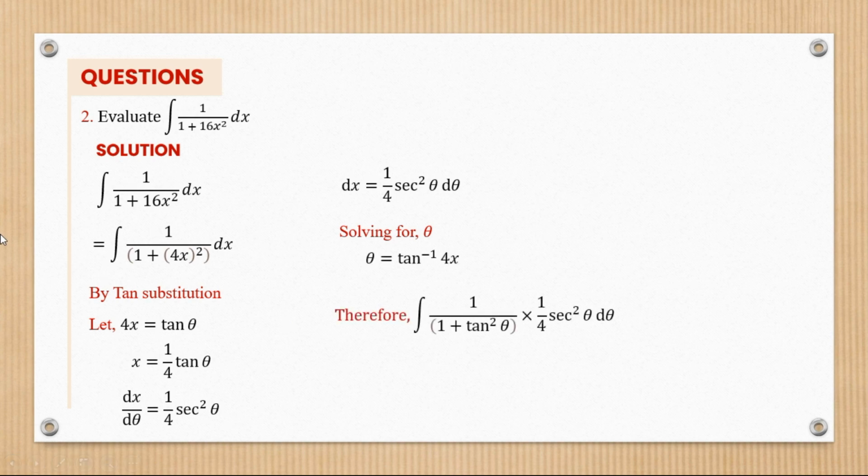Then substitute everything back into this integral right here, and we'll have 1 over 1 plus tan squared theta times a quarter sec squared theta d theta. Now you can already see that we can pull out the a quarter value, and then we know that 1 plus tan squared theta is actually sec squared theta. So we have a quarter into sec squared theta over sec squared theta, which is the same as a quarter into 1. But remember that the integral of 1 is actually theta. So we have a quarter theta plus c.